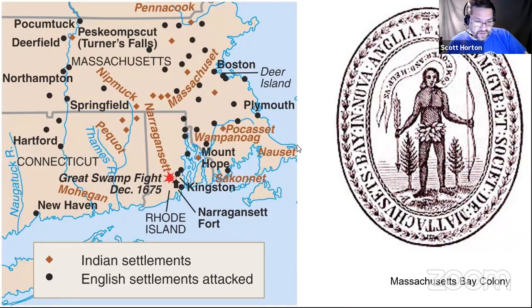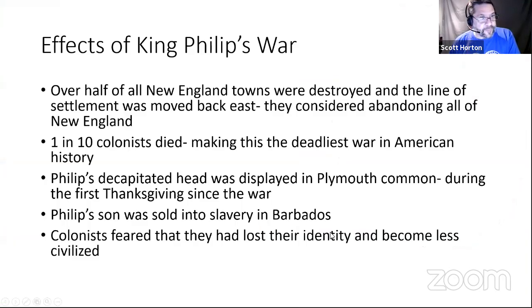So again, you see here, the black dots are all the different English settlements that were attacked. So this is not just an attack on Boston, it's an attack really throughout the New England region. And at one point, the war was going so badly for the New England colonists, they actually considered abandoning New England altogether. But again, the tide gets turned against them. I kind of talked through most of those already.